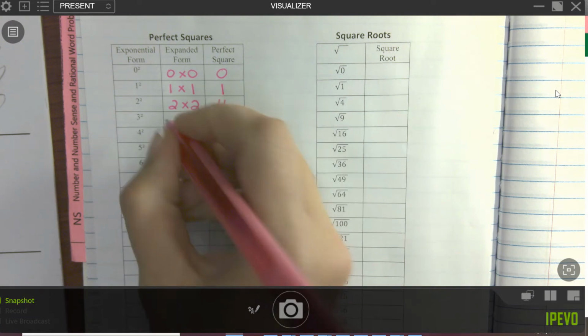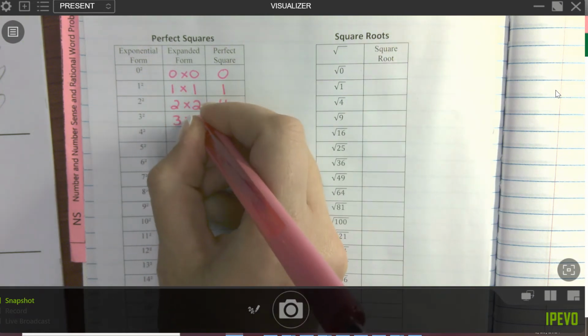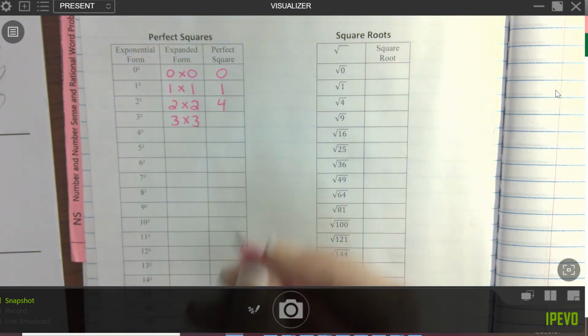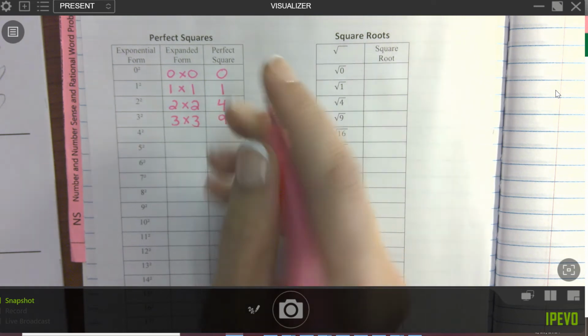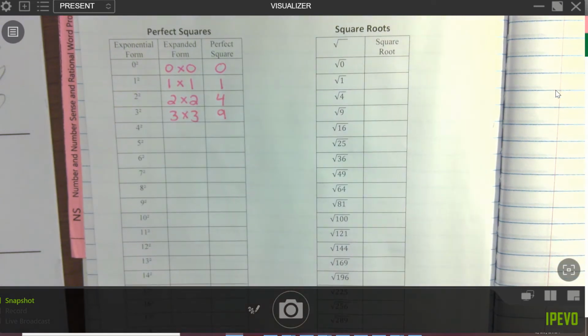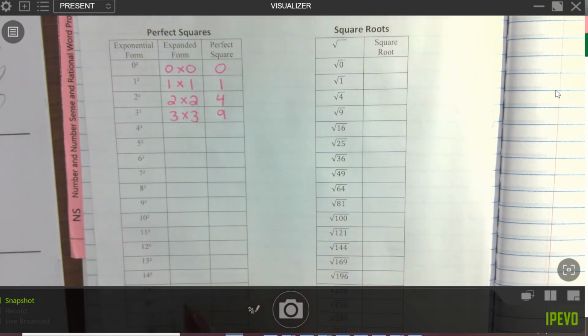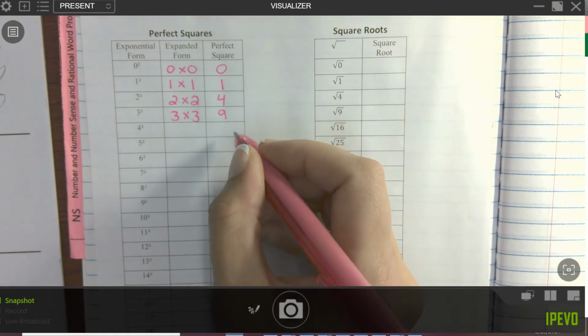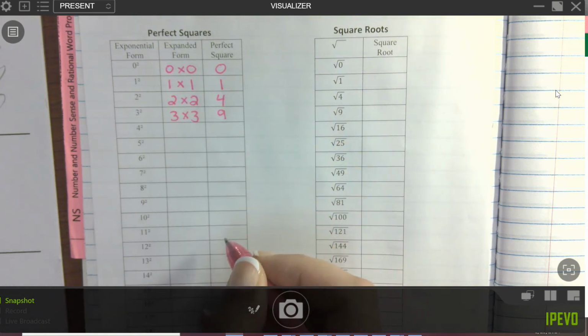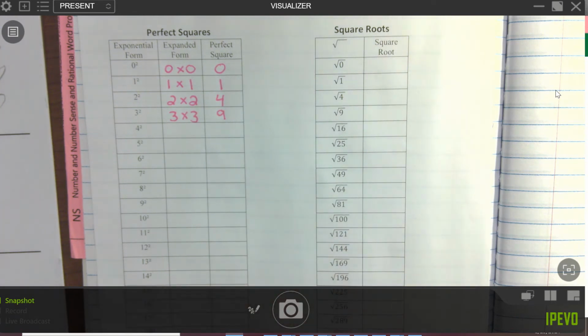3 squared would mean 3 times 3, which would give me 9. And what you can do right now is test yourself. What we did in class is we wrote everything in expanded form first. And then I said, see how far you can get with doing that multiplication in your head before you pull up Desmos. I'm going to show you how to use Desmos, the keys you can use, in just a second.